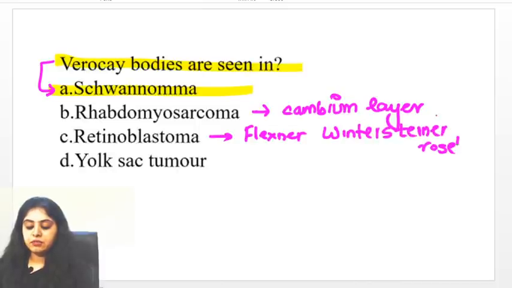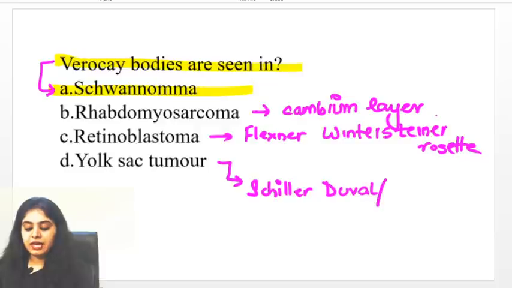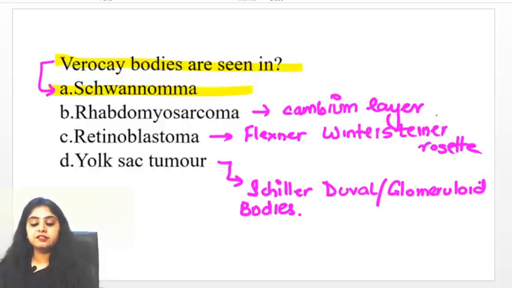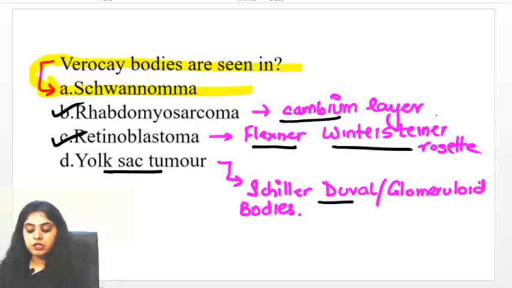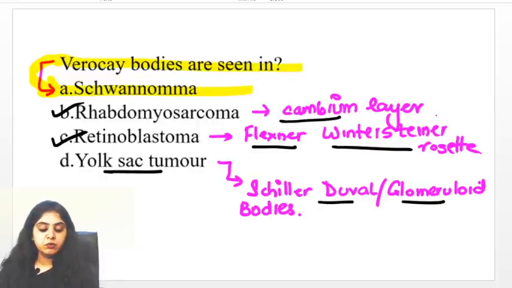Flexner-Wintersteiner rosette. And which are the bodies that you see in yolk sac tumor? Taught you in the previous session only. In yolk sac, we see the presence of Schiller-Duval bodies, also known as the glomeruloid bodies. Yes, are we clear with this? So this was a one-liner question of each. Quick revision: Verocay bodies, schwannoma; rhabdomyosarcoma, cambium layer; retinoblastoma, Flexner-Wintersteiner rosette; yolk sac tumor, Schiller-Duval or glomeruloid bodies. Let's move on to the next one.